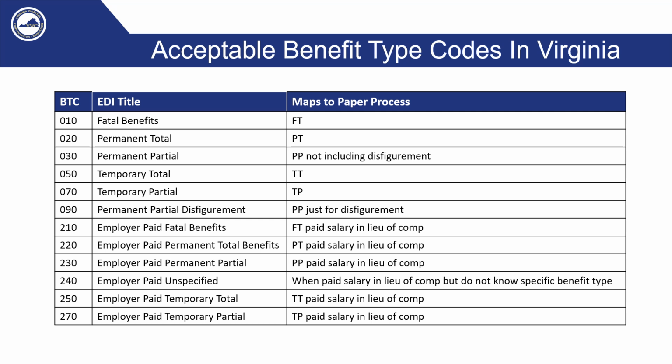This chart shows the acceptable benefit type codes in Virginia. Here's the first half that covers acceptable 0, 100, and 200 series codes. A few codes we would like to point out are 240. This code should only be used when the employer has paid salary in lieu of compensation and the specific benefit type or benefit period is unknown. If the period is unknown, the initial date disability began should be used for the start date and the initial return to work date should be used for the through date. 030 and 090. 030 is for PPD that does not include disfigurement, and 090 is for PPD that does include disfigurement.